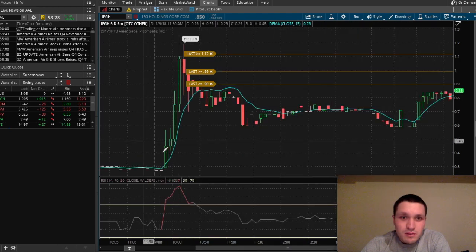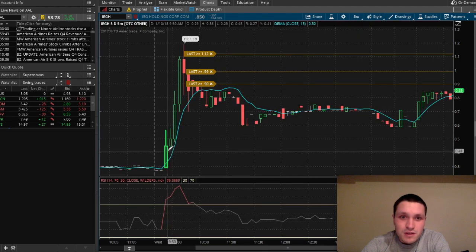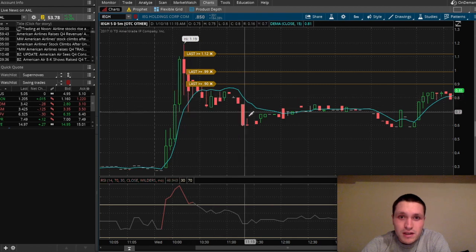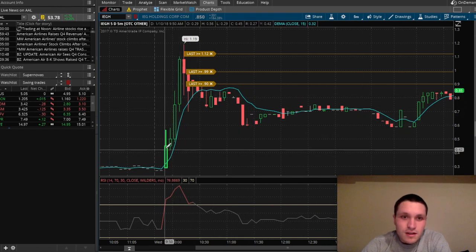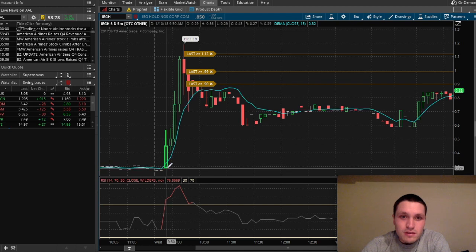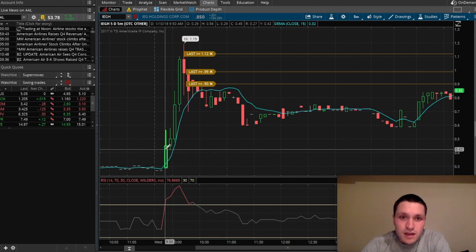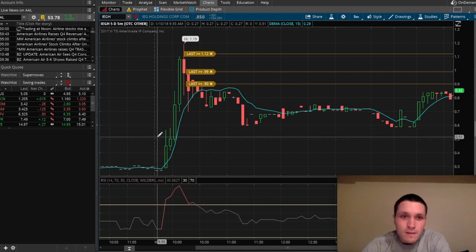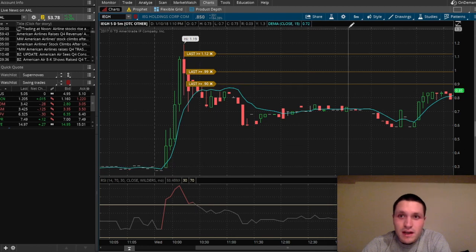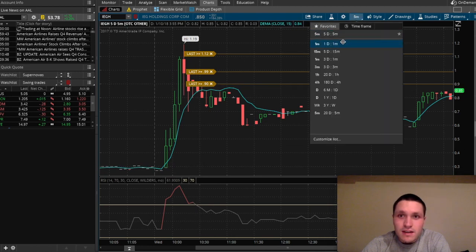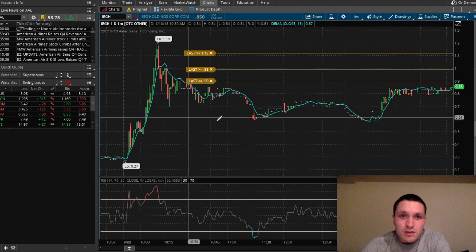I'm going to zoom in a little bit. Now in here, you see all these green and red candles. They're called candles. And right here, this green box is the candle, and this green line right here is called the wick. And now, to better understand this, I'll go to a one-minute chart.